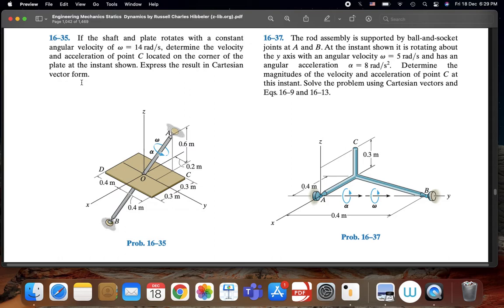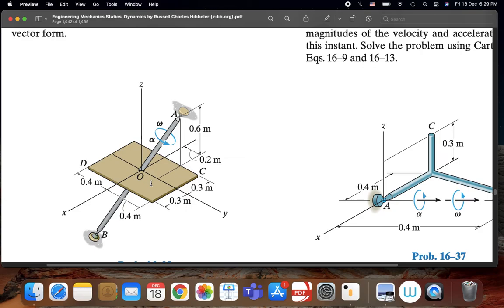So how do we solve these problems using Cartesian vector form? We start with our main equation saying that the velocity at point C as a vector equals the angular velocity as a vector cross R, and R is any position vector from any point along the axis of rotation, which is along this shaft, to point C. So it could be from B to C, it could be from A to C, it could be from any point on this shaft to point C. And since O is also on this shaft, we can consider this position vector, which should be the easiest because O is the origin.